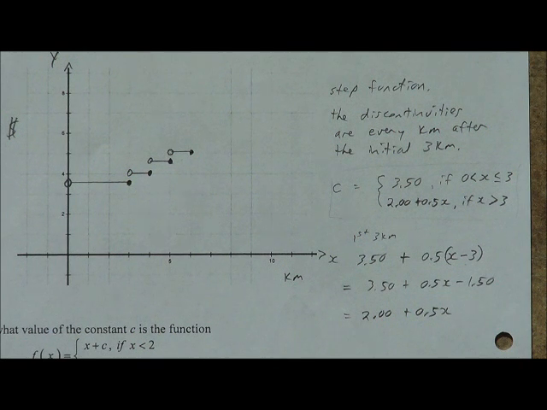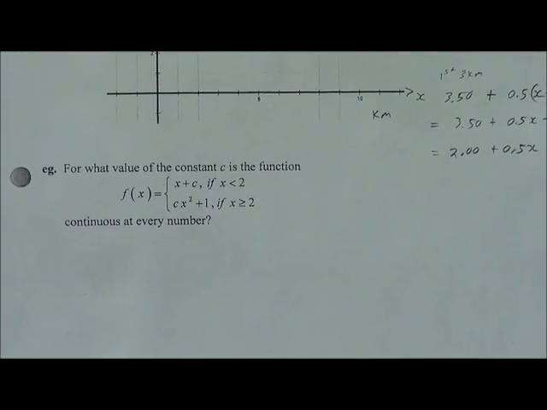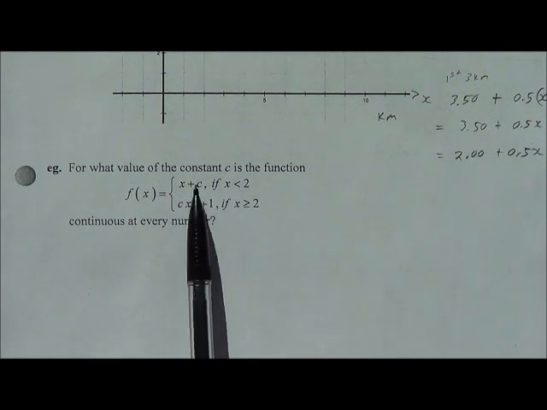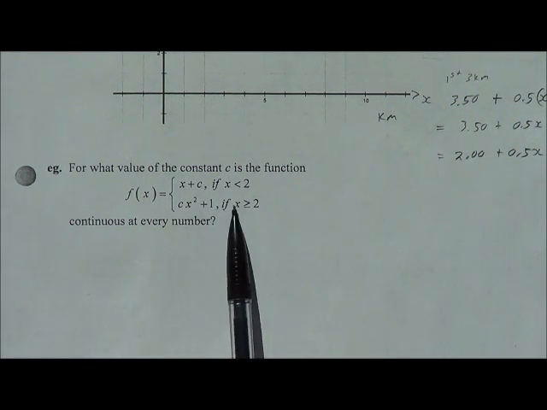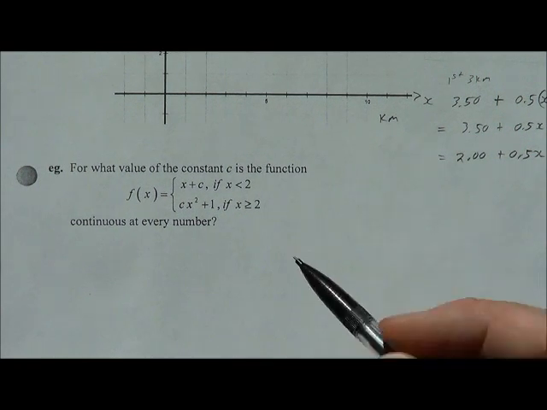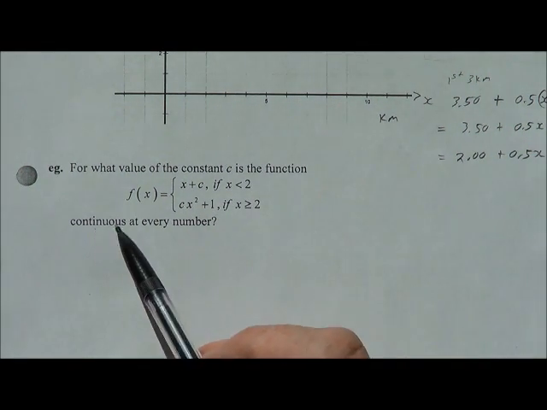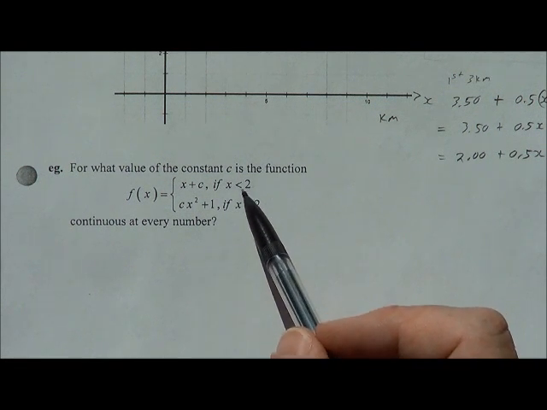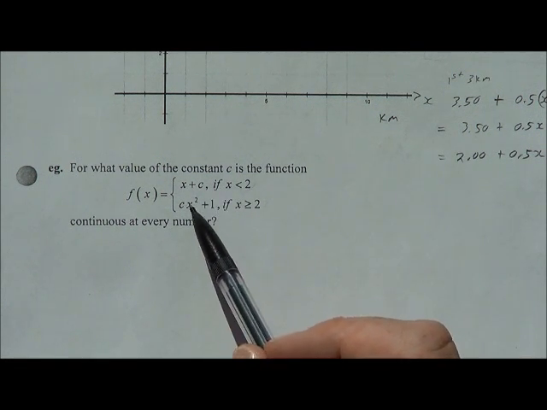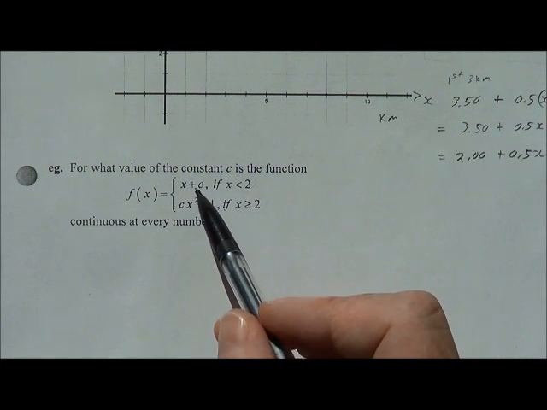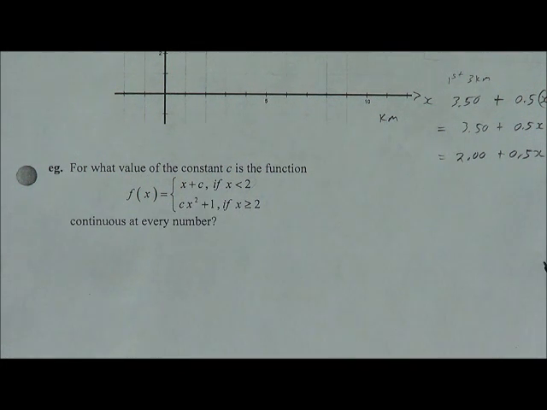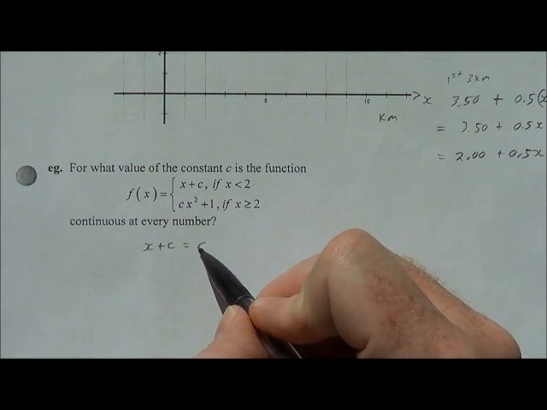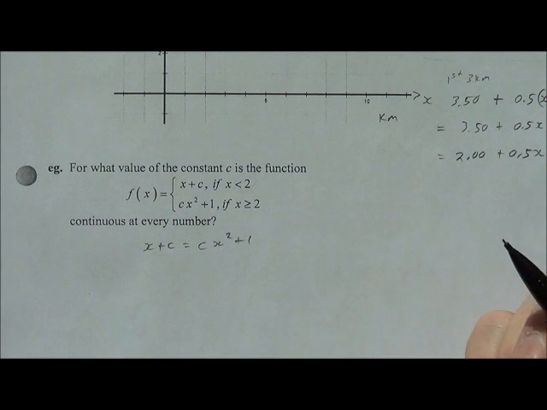Okay, and then the last little bit here: for what value of the constant c is this function, given by this, continuous at every number? Well, we have to make an assumption here. If we're going to make it continuous at every number, then at this division point of x equals 2, those 2 parts of this function have to be equal. So we'll just state that x plus c equals cx squared plus 1.